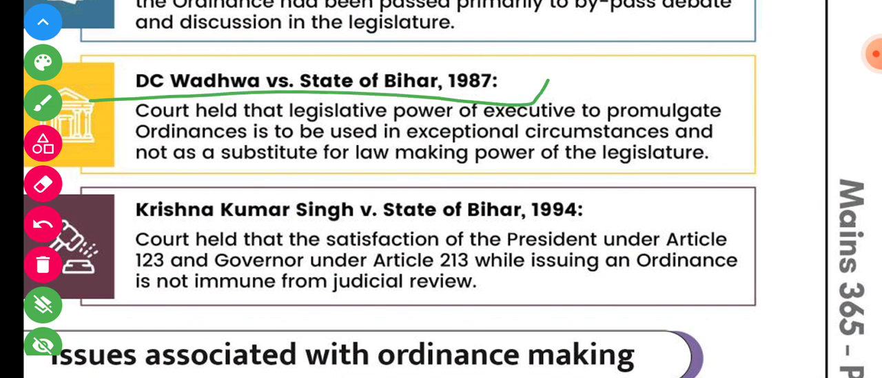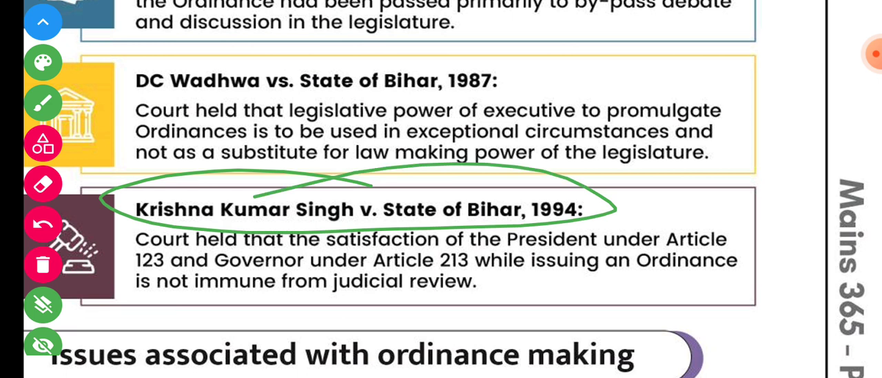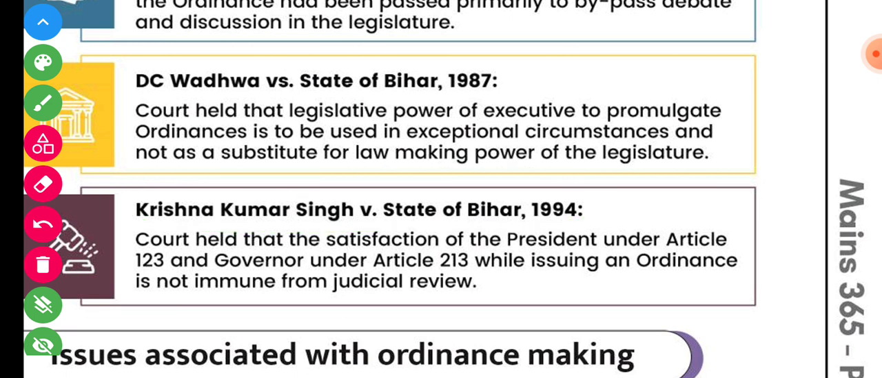In D.C. Wadhwa versus State of Bihar, 1987, the court held that the legislative power of the executive to promulgate ordinances is to be used in exceptional circumstances and not as a substitute for the lawmaking power of the legislature. In Krishna Kumar Singh versus State of Bihar, 1994, the court held that the satisfaction of the President under Article 123 and the Governor under Article 213 while issuing an ordinance is not immune from judicial review.